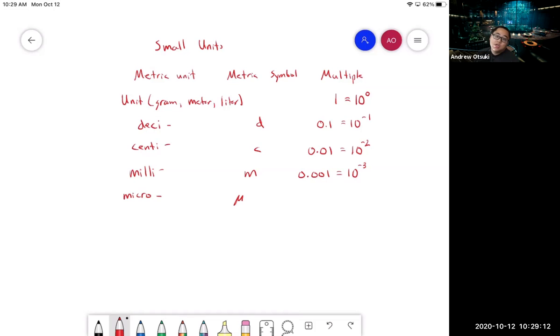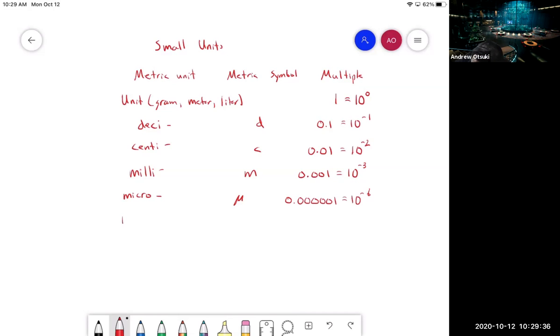So that is 1/1,000,000th, 1/1,000,000 as a fraction. So it's 0.00, 5 zeros and a 1, or 10 to the negative 6. So that's a very small unit.